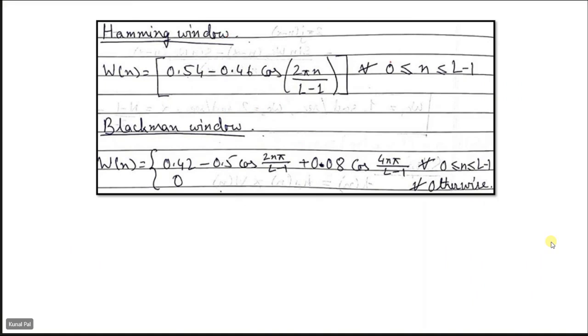Now for the Hamming window, for n from 0 to L minus 1, we have this function: 0.54 minus 0.46 cos of 2 pi n divided by L minus 1. And for the Blackman window, the equation changes to 0.42 minus 0.5 cos of 2 n pi by L minus 1 plus 0.08 cos of 4 n pi by L minus 1 in the region of n varying from 0 to L minus 1, and 0 otherwise.